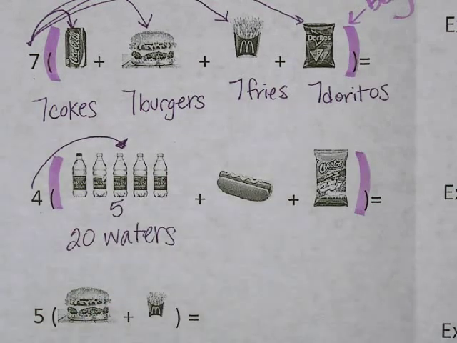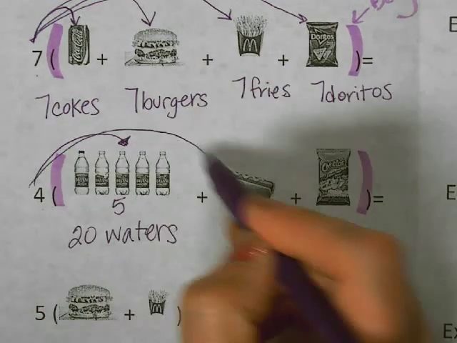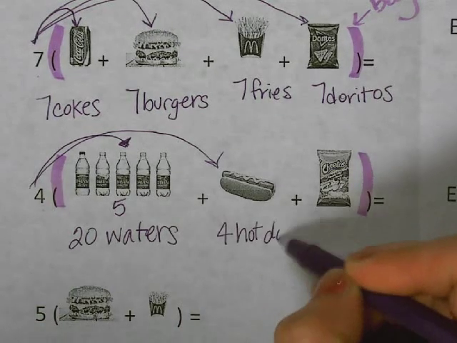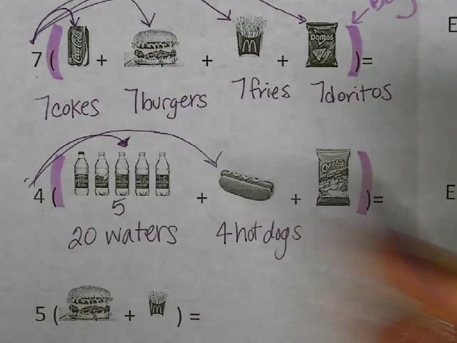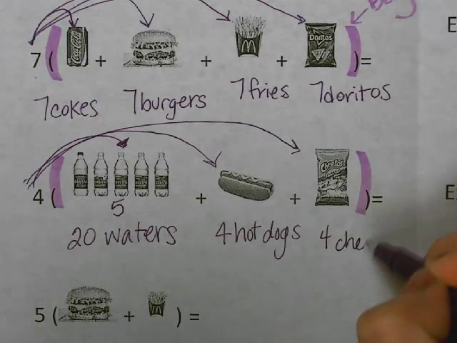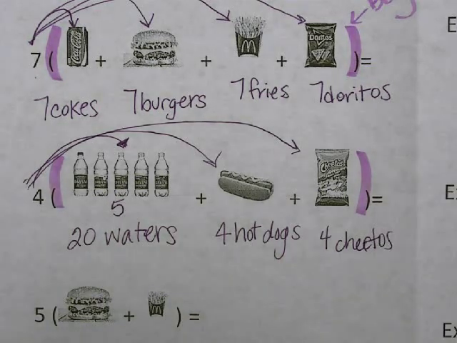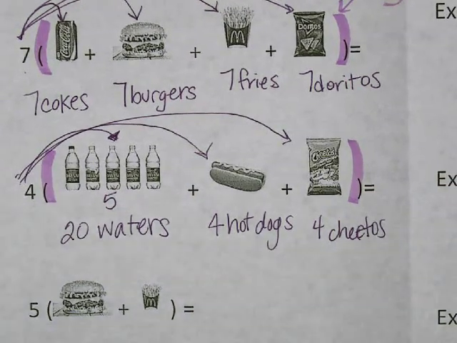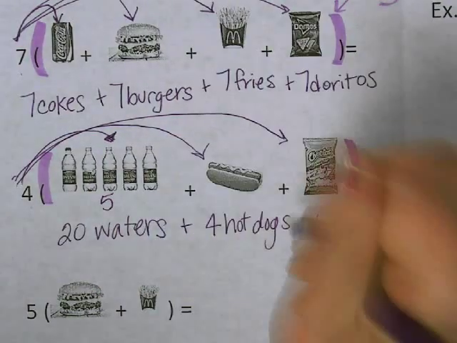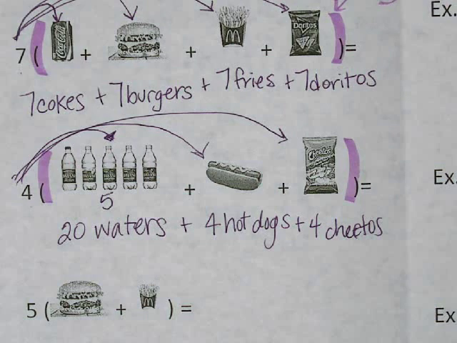So I did 4 times 5. And then how many hot dogs am I going to get? Well, 4 hot dogs. And how many chips am I going to get? Cheetos. 4 Cheetos. That's what's inside my bag. Okay? And I can put a plus sign in between all of them if I wanted to, because that's just saying put them together, add all that to the bag.